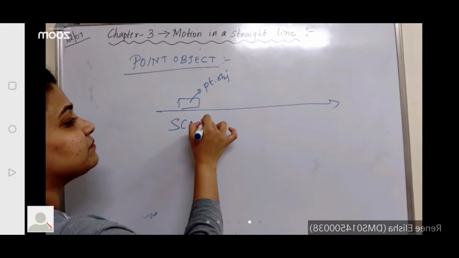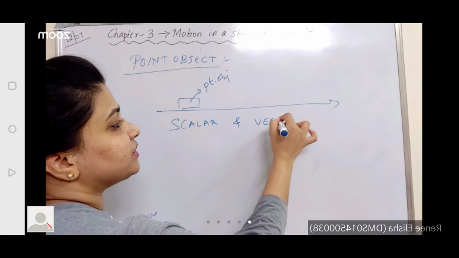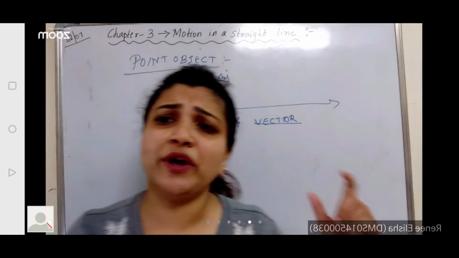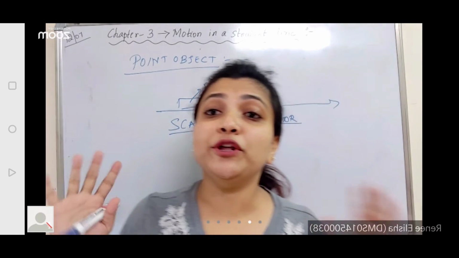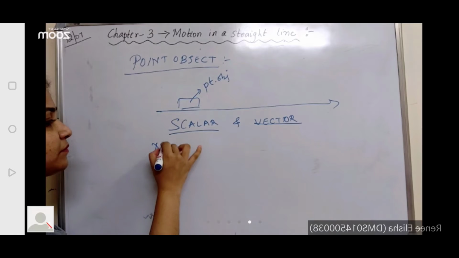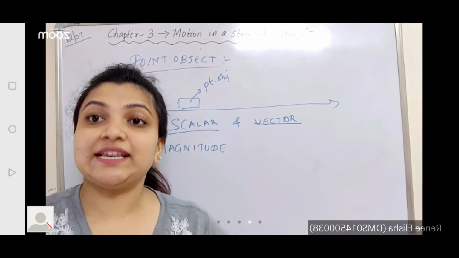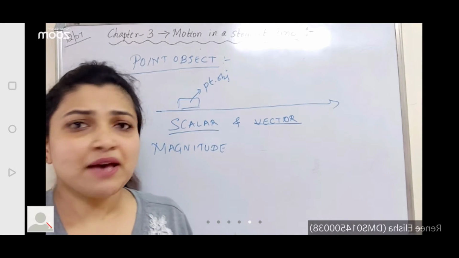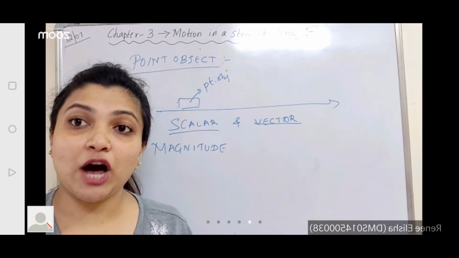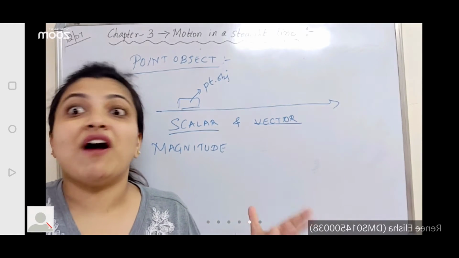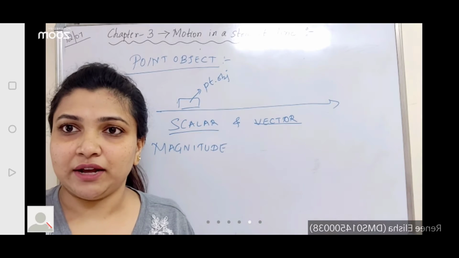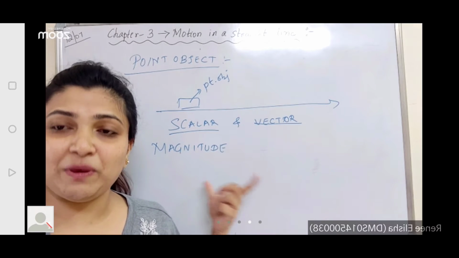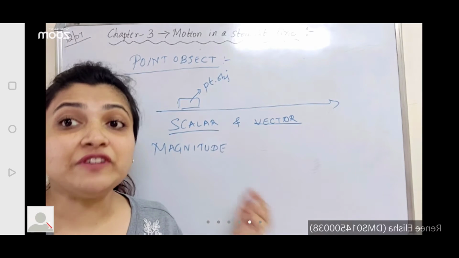and vector quantities. Scalar and vector quantities. Okay, now scalar and vector quantity. Before knowing what you mean by scalar and vector, you need to know what you mean by magnitude. Size of the object, a numerical value of the quantity is called magnitude. Magnitude is always expressed in terms of numbers, like how big a size is, or how vast it is, or if I'm considering speed, how much it is going, what is its numerical value. So that is called magnitude, basically the size of any physical quantity.